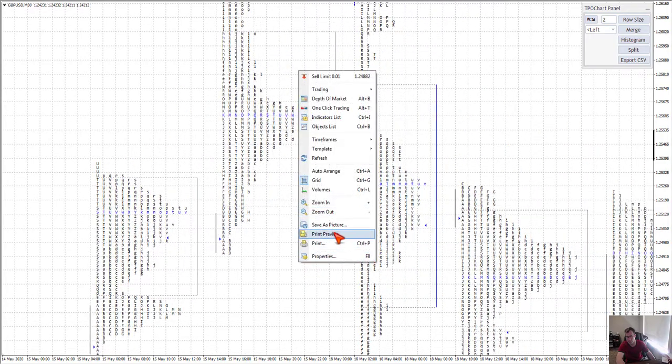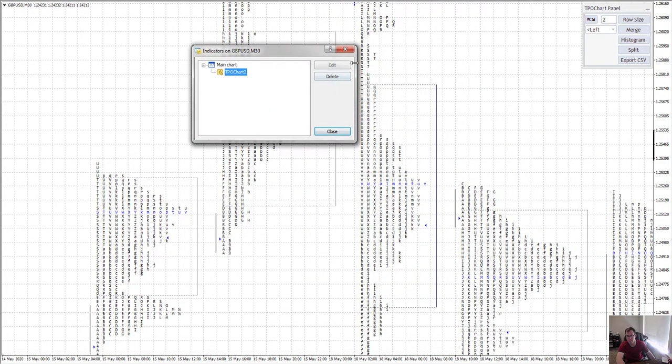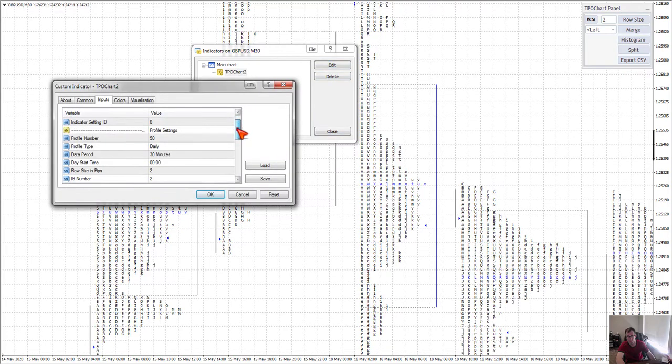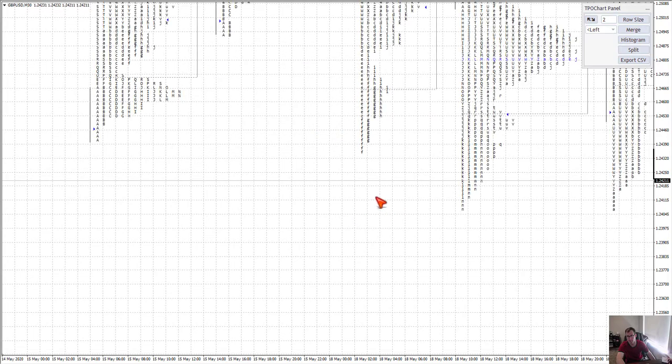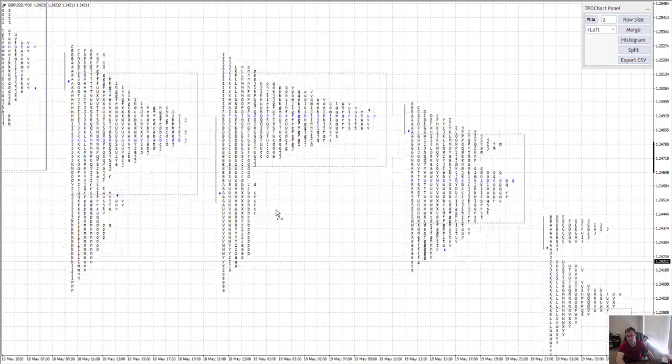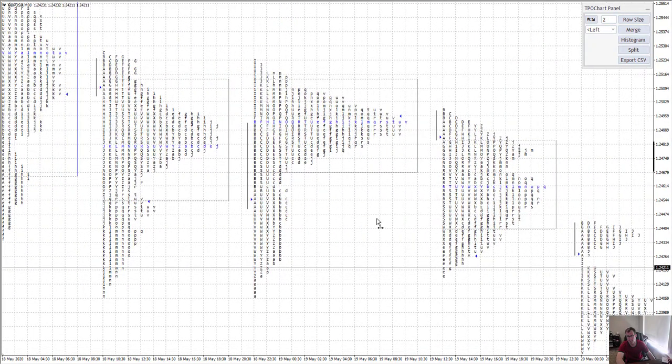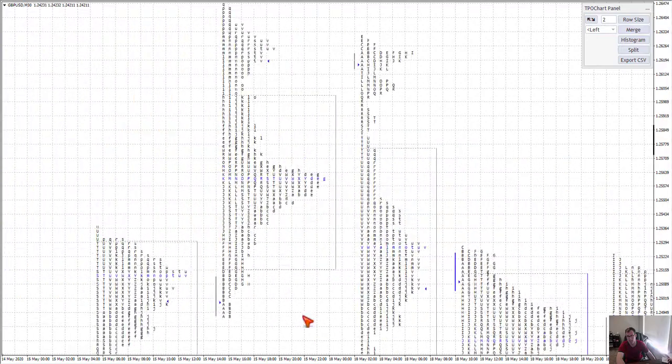You can actually change that if you go in here. You can modify any of this. I showed you some of this in one of my other videos. I've got profile number 50, so I'm backed way up, but you can change that. You can also change the profile type, so you can switch this to monthly, weekly, or whatever, and then essentially each print would be 30 minutes, which is the normal setup. Okay, so coming back here, you can see the market ran up.